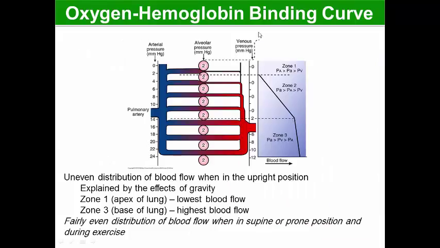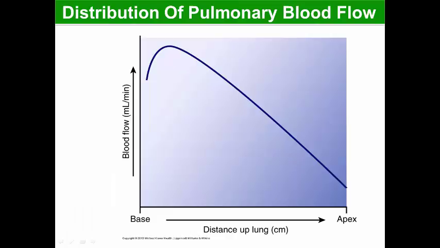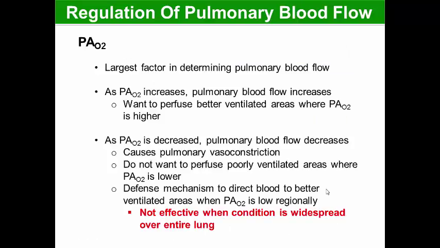So in the lung, in the upright position, we have an uneven distribution of the blood flow because of the effect of gravity. Zone 1 at the apex of the lung has the lowest blood flow, and zone 3 has the highest blood flow. Zone 3 is the base of the lung. So this is what we have here. The base has got the highest blood flow, and the apex has got the lowest blood flow in the upright position. So gravity plays an important role in the regulation of the pulmonary blood flow.